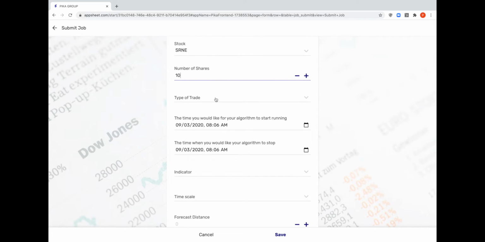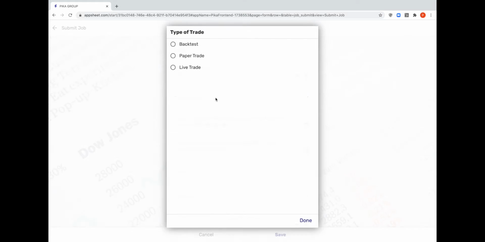Then you are going to be asked what type of trade you would like to perform. There are 3 types of trades available: backtest, paper trade, and live trade. A backtest is used to test your strategy on historical data. A paper trade uses virtual money from Alpaca to place trades on live market. And live trade uses real money to place trades on the live market. For the purpose of this demonstration, I will go for the backtest.